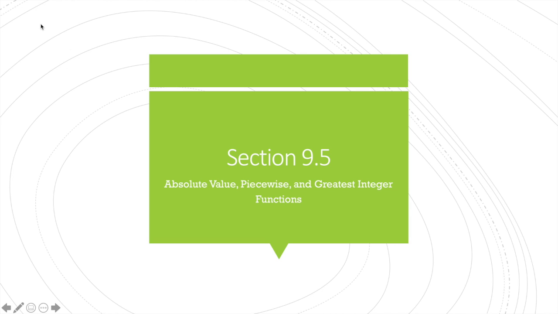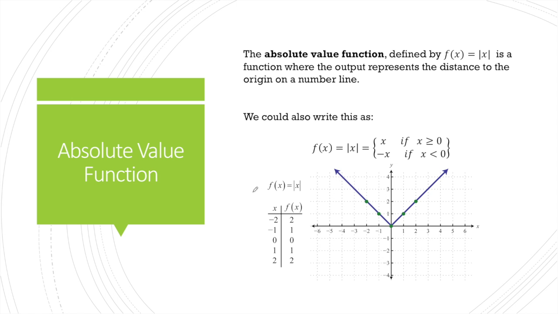Okay, so right now we're going to cover section 9.5, which is about absolute value, piecewise, and greatest integer functions. I'm going to go ahead and point it out right now that most students tend to have a problem with piecewise functions. We're going to do two examples, but if you get stuck or have any questions, please do not hesitate to reach out to me.